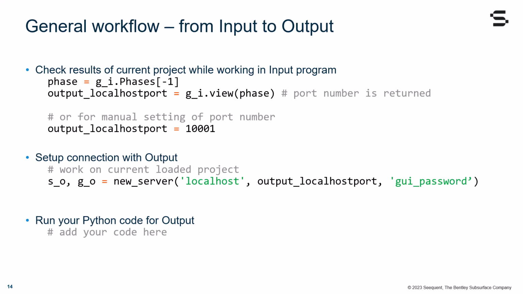Then, we run the view command by passing the phase of interest as a parameter. This would open PLAXIS output and return the port number. This can be used to initialize the two variables by defining a new server for output program. The rest of the code for PLAXIS output can now be added to continue with your automation.